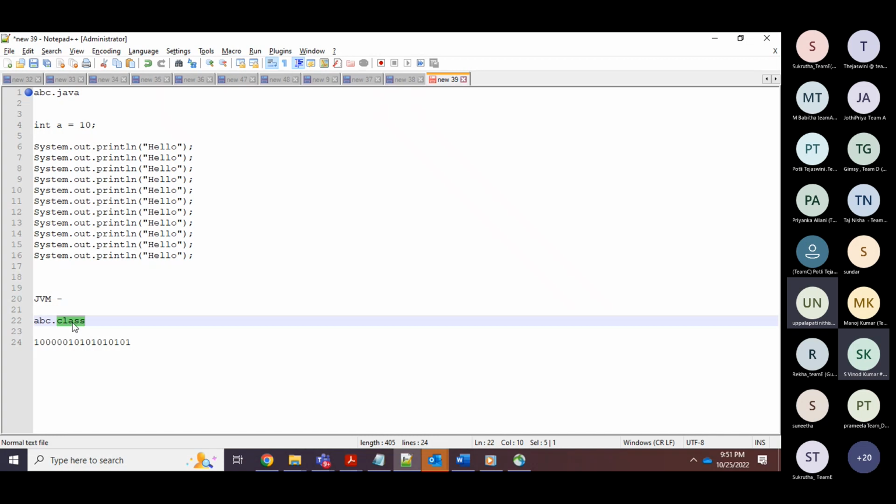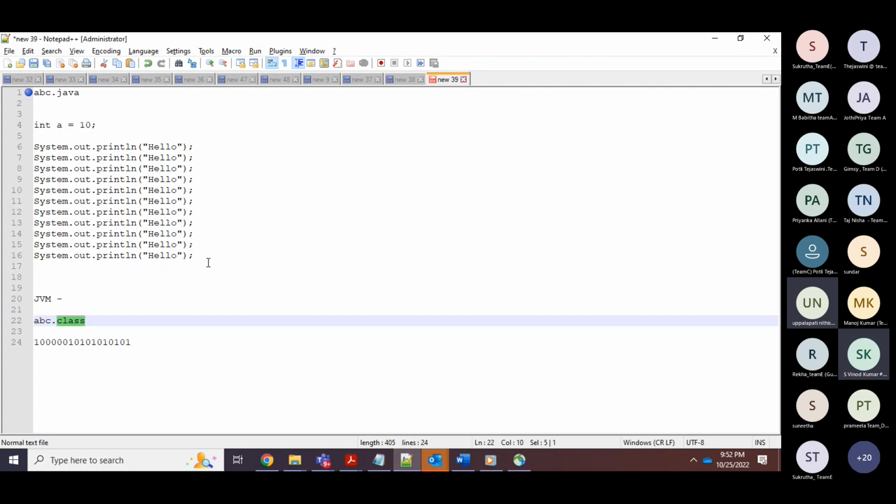This .class file, who will understand? The machine, the processor, the computer, whatever you want to call it. So that will execute. Now, when the JVM gives everything as class files, the machine will understand and process that, and give the output back to whatever console we have. That is what is going to be processed. Got it? Clear? So this process will happen for any sort of programming language.